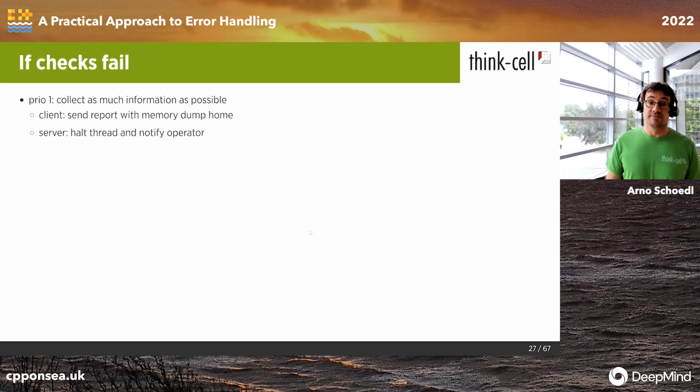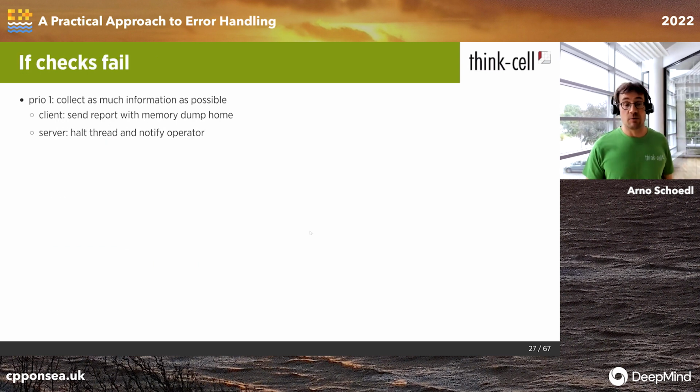So if the checks fail, priority number one is we want to learn about the error. We want to learn about what failed. So we try to collect as much information as possible. If that happens during testing in-house, that's great. You can just go and look at the problem.